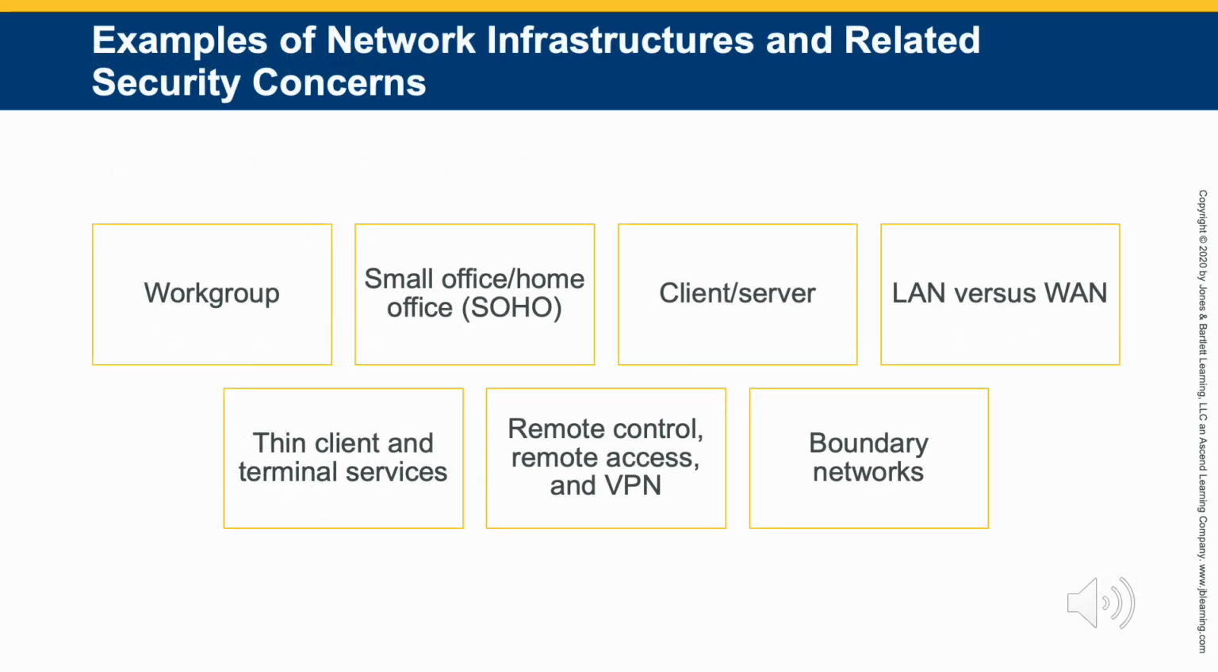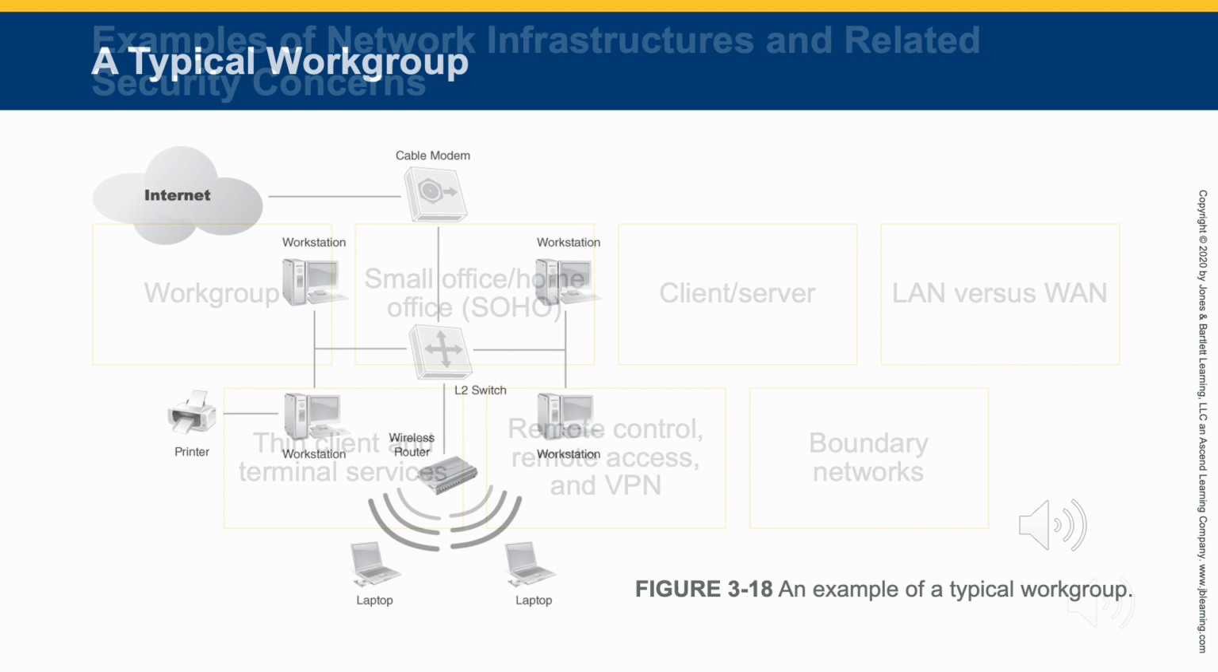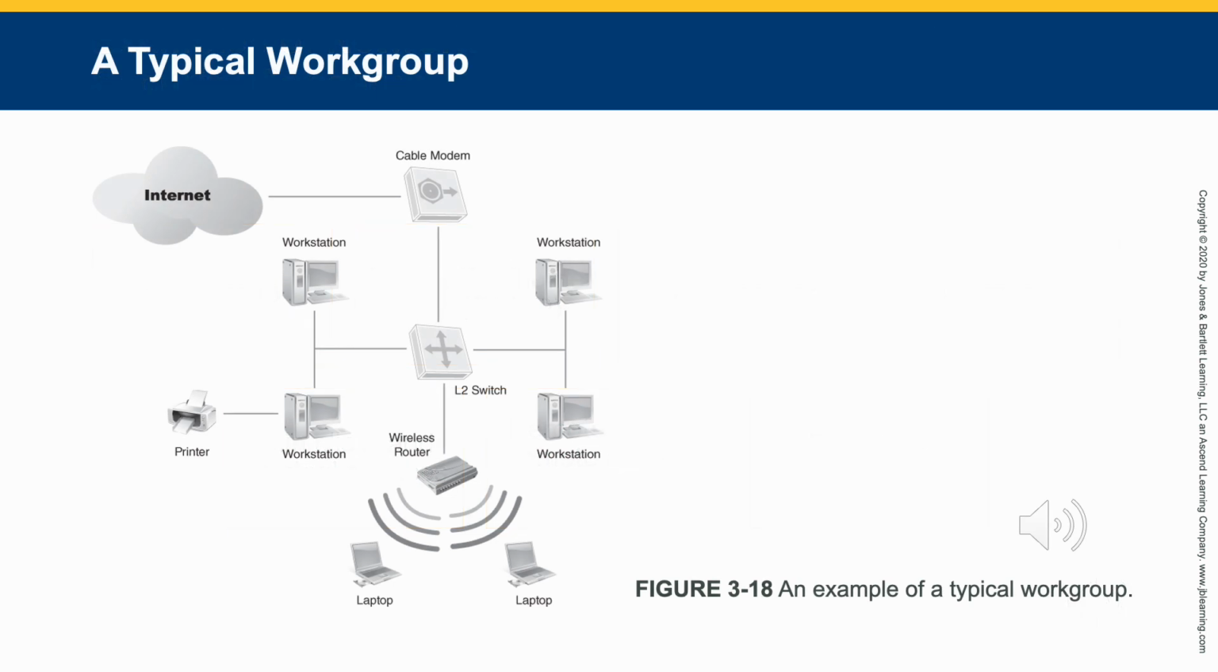Examples of network infrastructures and related security concerns. We can put a workgroup in a container: small office, home office, client server, LAN versus WAN, thin client to terminal services, remote control, remote access and VPN, and boundary networks. Here's a typical workgroup network. Everybody in this network and all these workstations share the same workgroup name, so they can talk to each other.